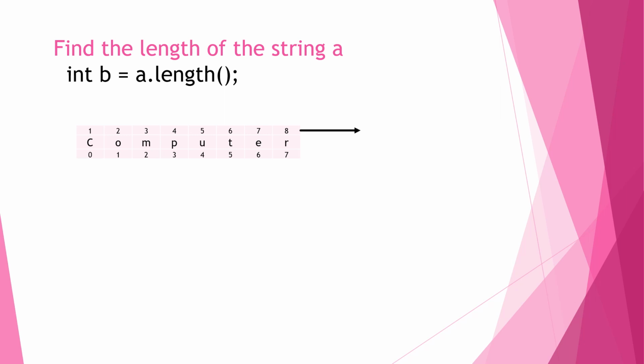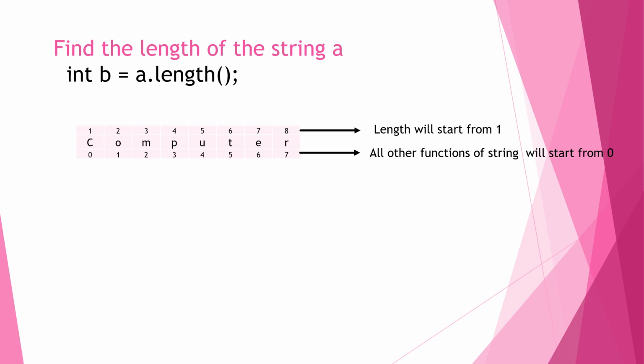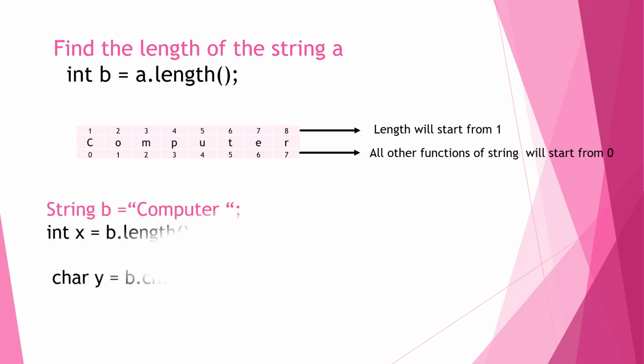All other functions except length will start from 0 and the length function will start from 1. So this you have to keep in mind. So many functions are there, substring, indexOf, everything we have discussed in the last video. So all the functions will be starting from 0 except length, which is starting from 1. And now the next question, char y = b.charAt(5). That means position number 5. The counting will start from 0 because it is not the length function.